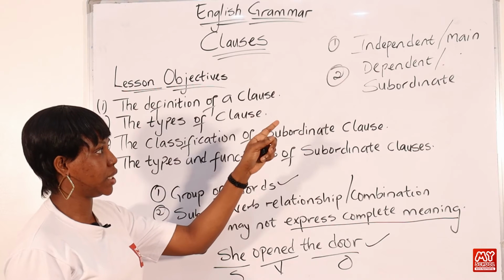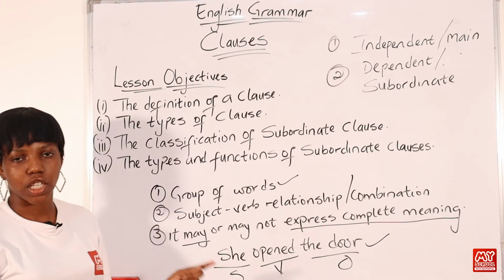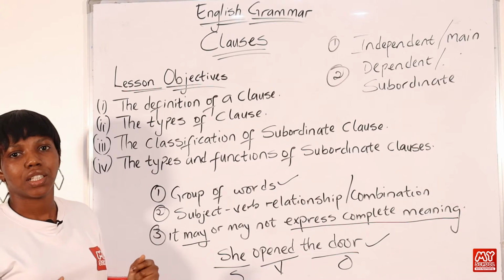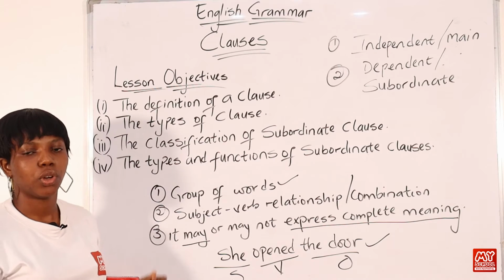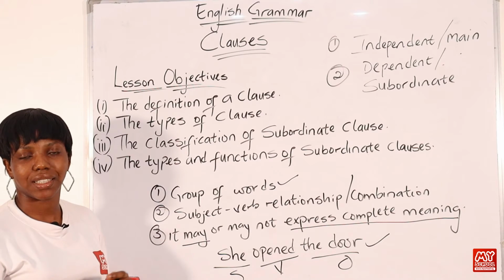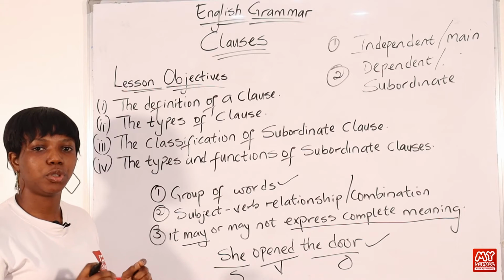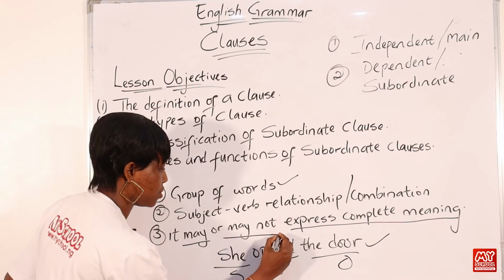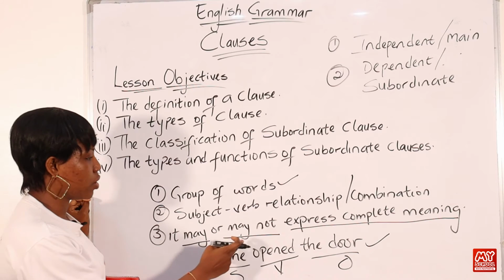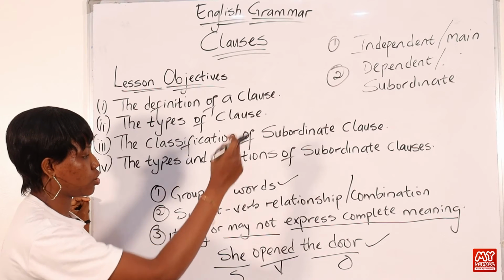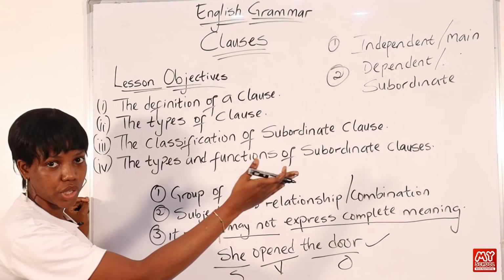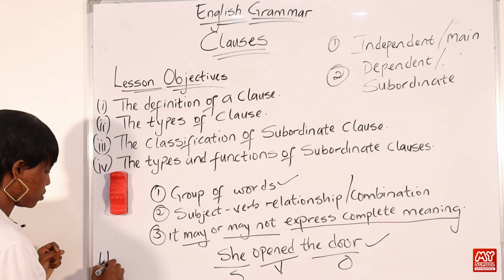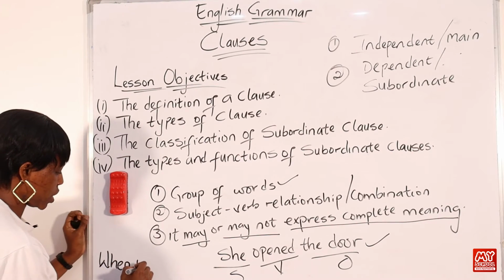The next one is dependent subordinate clause. This one cannot stand alone. So you think of the word dependent. When you are dependent, that means you need assistance. Okay, so dependent clauses also need assistance. They cannot stand alone, and so therefore they do not express complete thought. Let's take, for example, when I knocked.